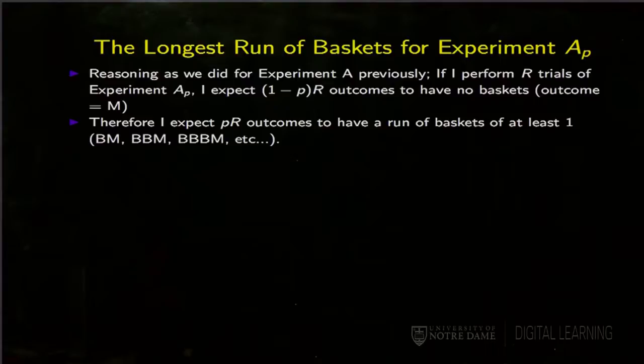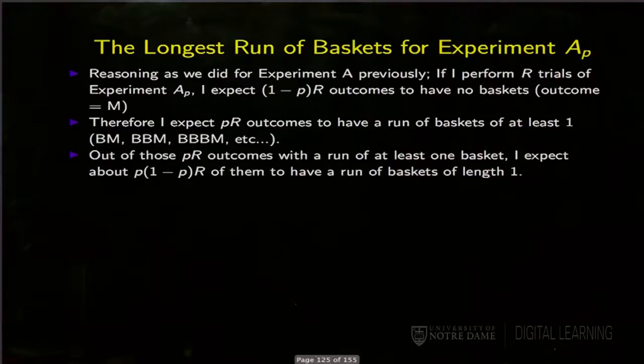Therefore, I would expect that the other p times R outcomes have a run of baskets of at least 1. They're either a basket and a miss, or 2 baskets and a miss, or 3 baskets and a miss, etc. Out of those p times R outcomes with a run of at least 1 basket, I expect, according to my distribution on the previous page, that p times (1 minus p) times R of them have exactly 1 basket, a run of baskets of length 1.